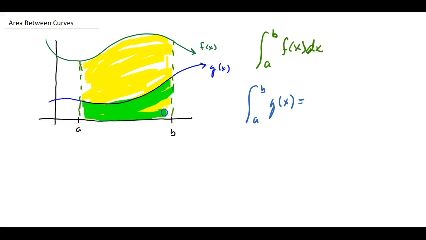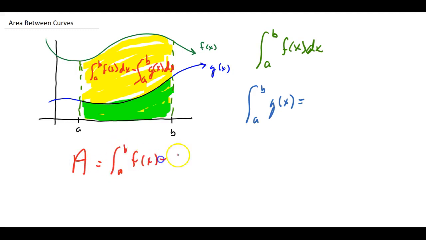So if I want the area between f of x and g of x, all I need to do is the integral from a to b of the top function minus the integral from a to b of the bottom function. And that will give me the yellow area that I'm looking for. So that's the basic concept. The area between two curves is the integral from a to b of the top function minus the integral from a to b of the bottom function.